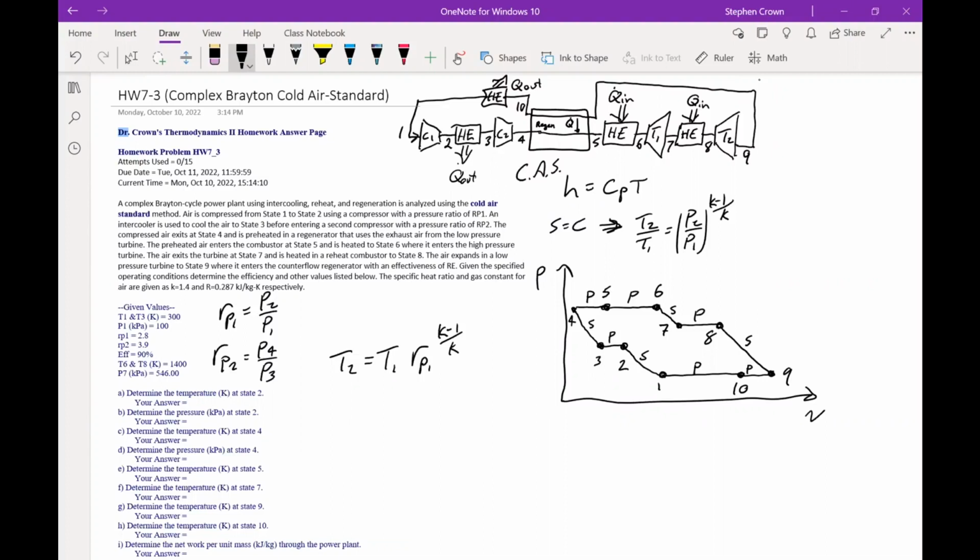Then determine the pressure at state 2. Well, that's what RP1 is. So P2 just equals, in other words, can we write this? P1 times RP1.